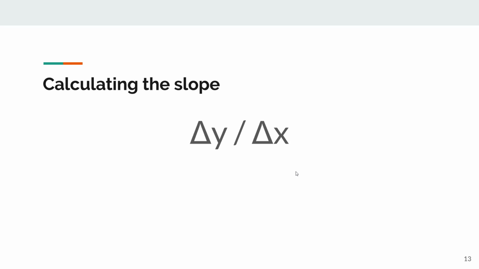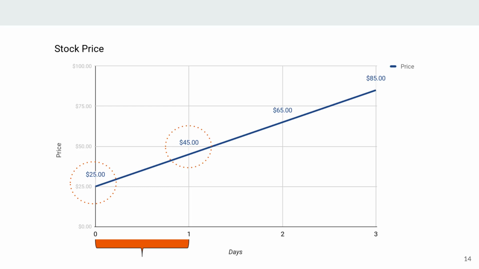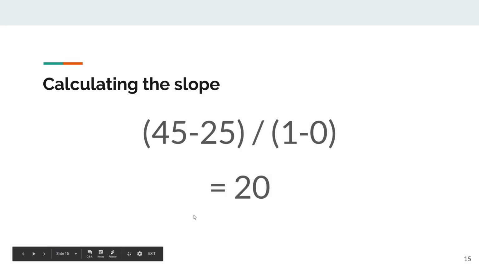And the slope is basically delta y divided by delta x. That is the difference in y divided by the difference in x. And in this case, we can take any set of data. We'll just take the first pair of values here, which will be day 0 and day 1, and we'll calculate the delta of y, which is $45 minus $25, and then we'll calculate the delta of x, which is 1 minus 0, and this gives us $20.